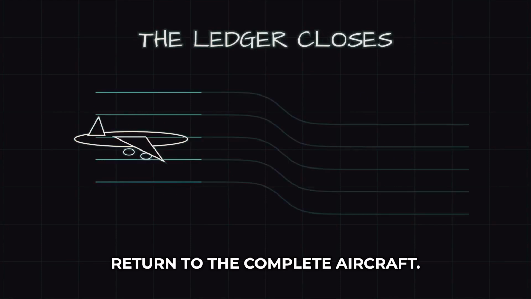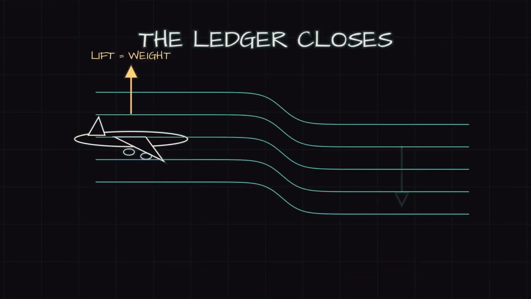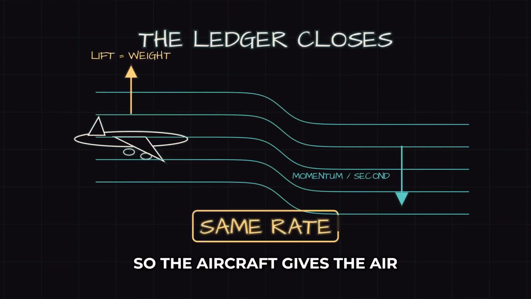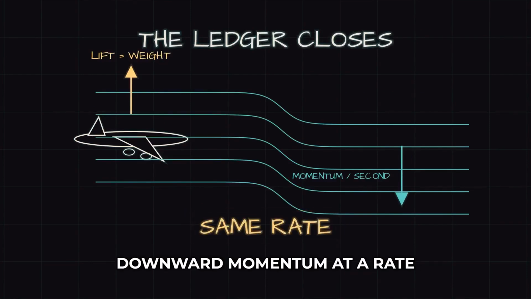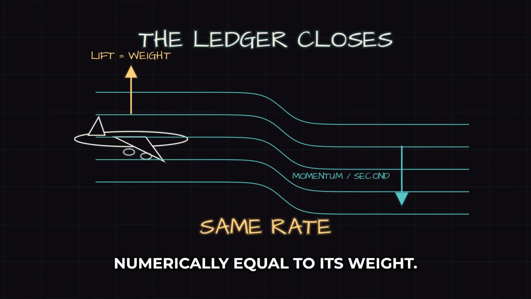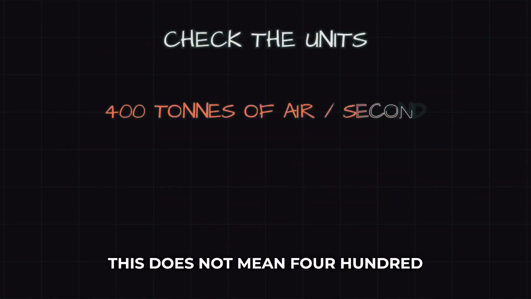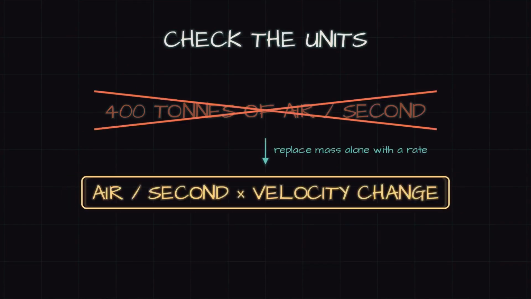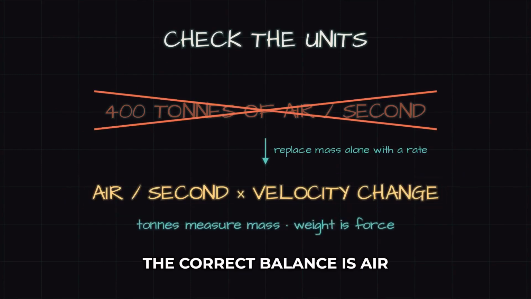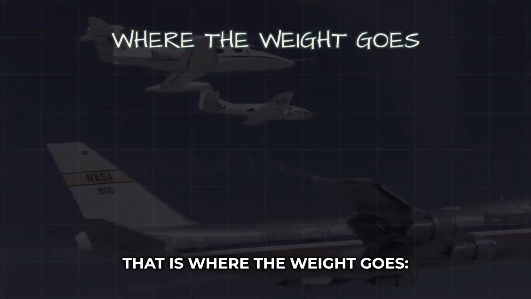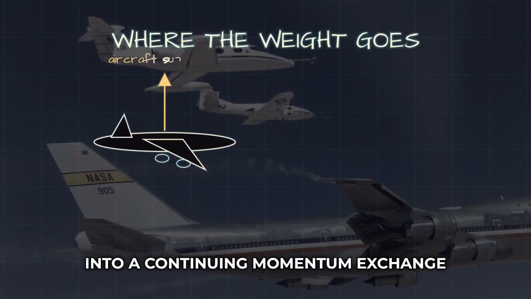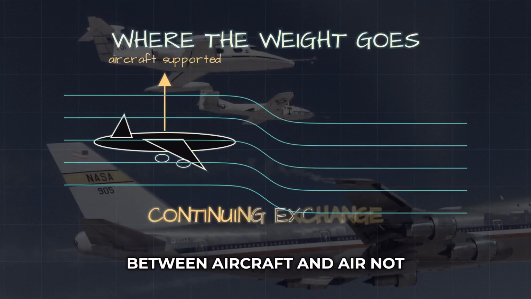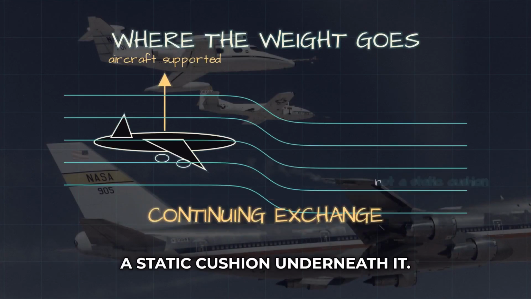Return to the complete aircraft. In steady, level flight, lift equals weight. So the aircraft gives the air downward momentum at a rate numerically equal to its weight. This does not mean 400 tons of air every second. Tons measure mass. Weight is force. The correct balance is air per second, multiplied by its change in downward velocity. That is where the weight goes, into a continuing momentum exchange between aircraft and air, not a static cushion underneath it.